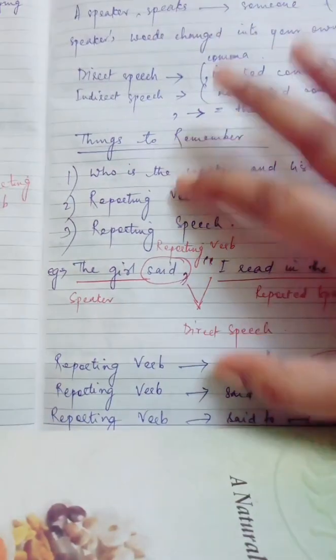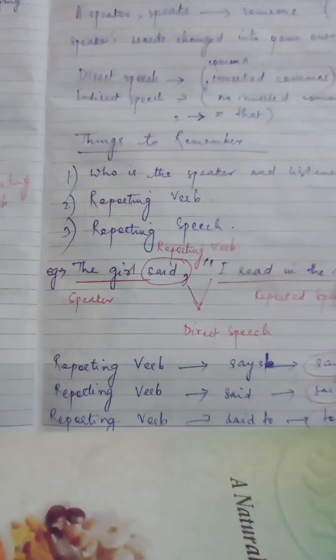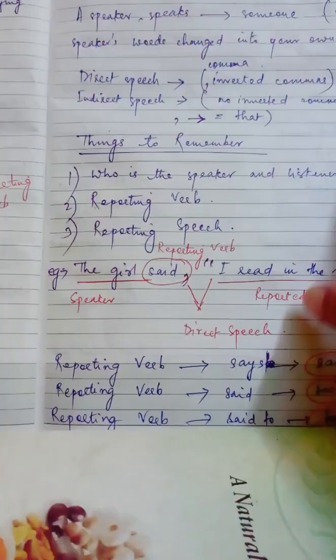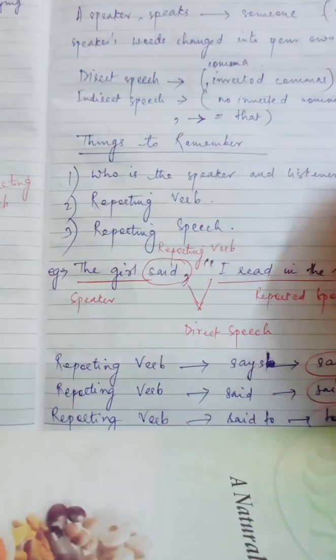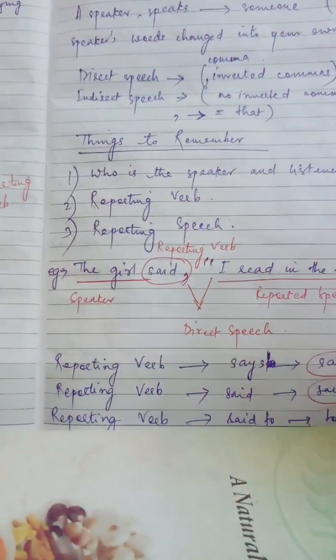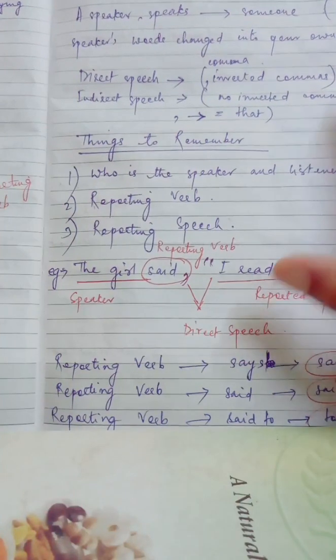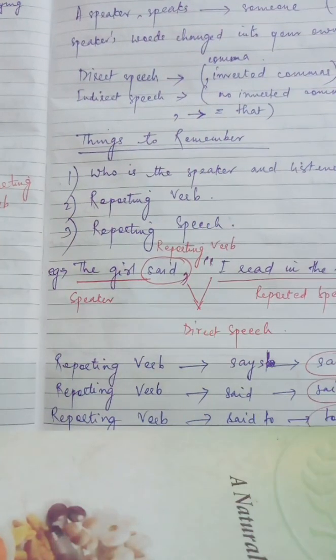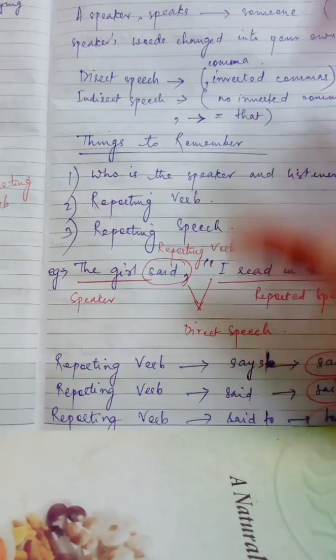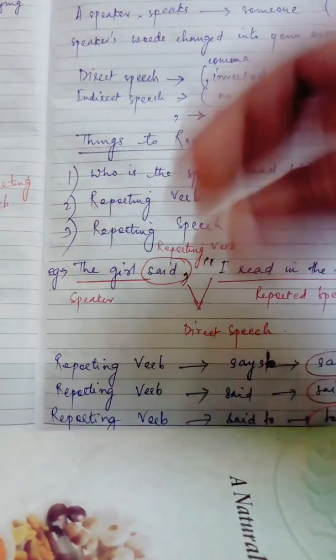So to make things very easy, direct speech is always in inverted commas. Indirect speech, there will be no inverted commas. Clear? So that's how you're going to identify your direct and indirect speech. Before doing direct and indirect speech, there are things that you have to remember and follow. You have to learn certain terms in relation to direct and indirect speech.